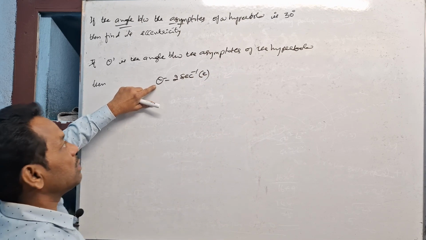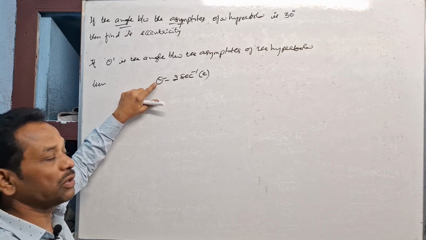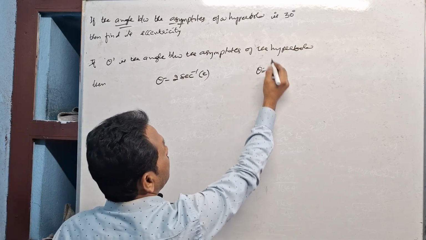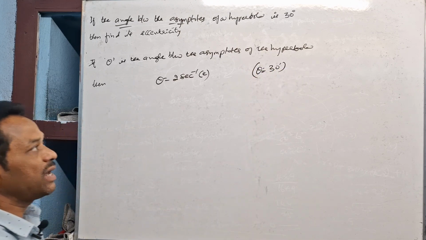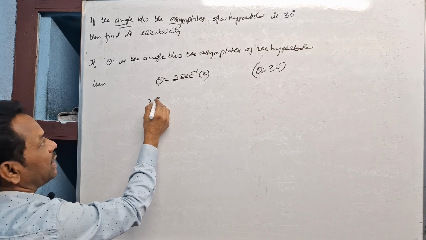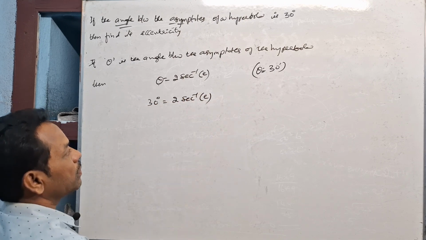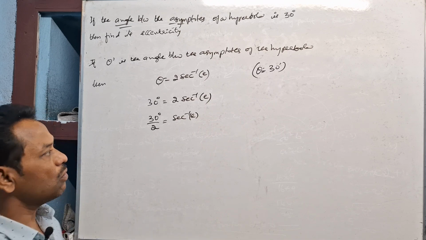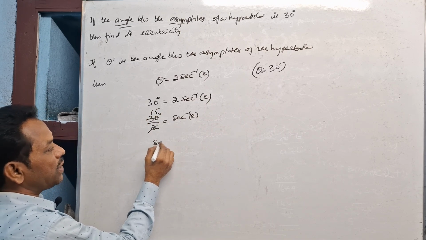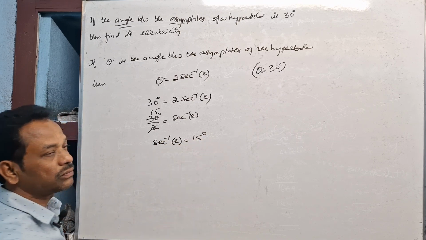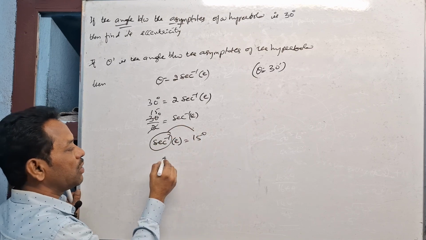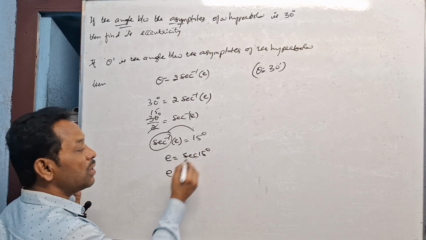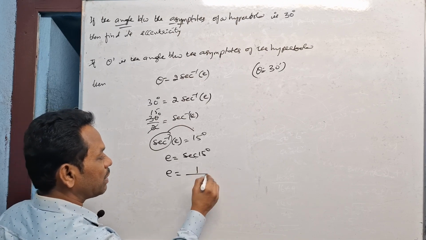Okay, now this is a formula. When theta is the angle between the two asymptotes, then we can use theta equal to 2 secant inverse E to find the angle. But here we know that the angle is 30 degrees, given that theta is 30 degrees. So in the place of theta, let me take 30 equal to 2 secant inverse E. Now 2 is shifted this side, 30 divided by 2 equal to secant inverse E. Now 30 divided by 2 is 15, so secant inverse E equal to 15 degrees. Now secant inverse E is shifted this side, so we get E equal to secant 15 degrees. Now secant is nothing but reciprocal of cos, so we'll get E equal to 1 by cos 15.